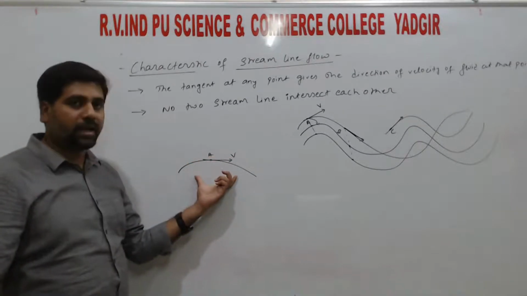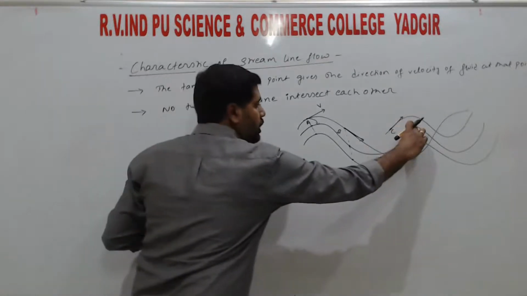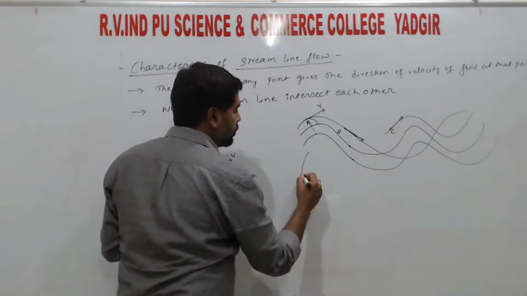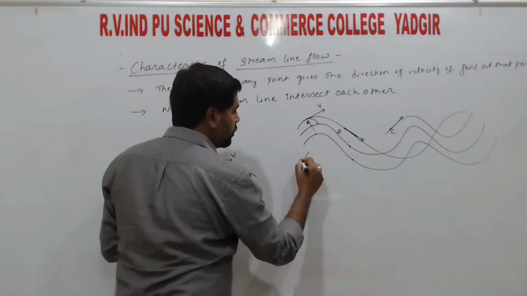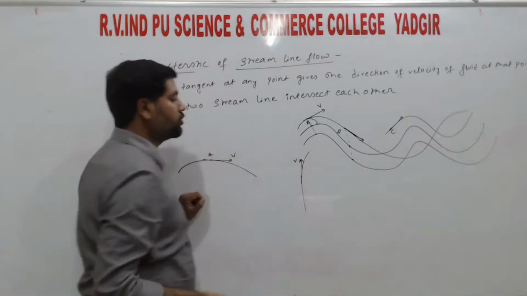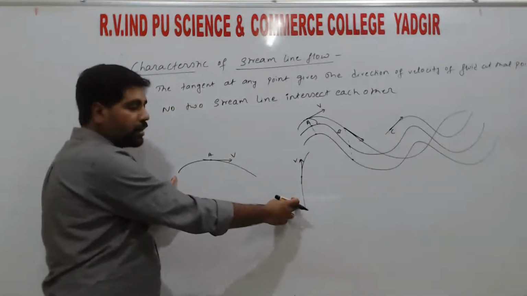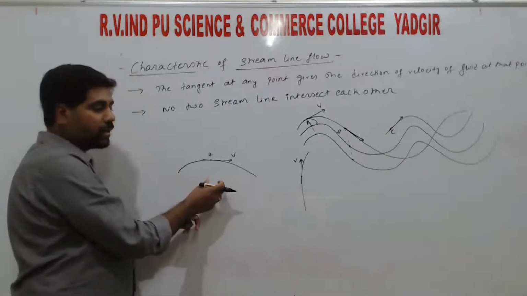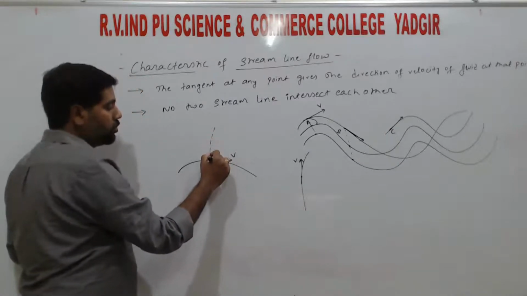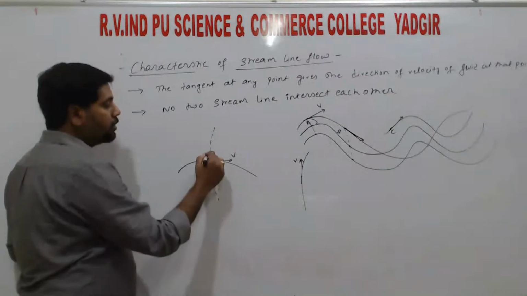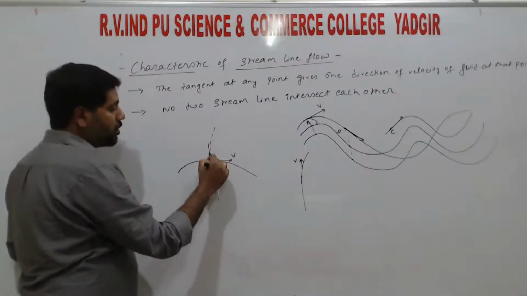So this is one streamline, right? So if we consider this part, at this point if I draw the tangent, that gives the direction of the velocity. So here we have two streamlines, and if these two streamlines intersect, right? So at some point A, here again I can draw the tangent.